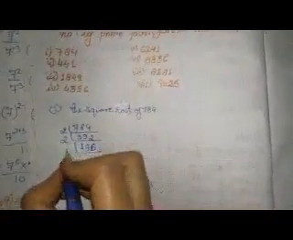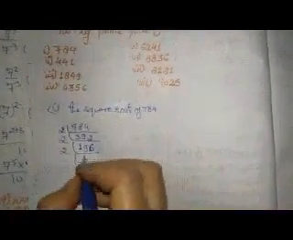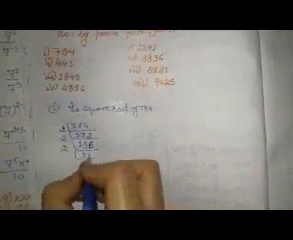Then again it can be divided by 2. 2 nines are 18. 2 eights are 16.